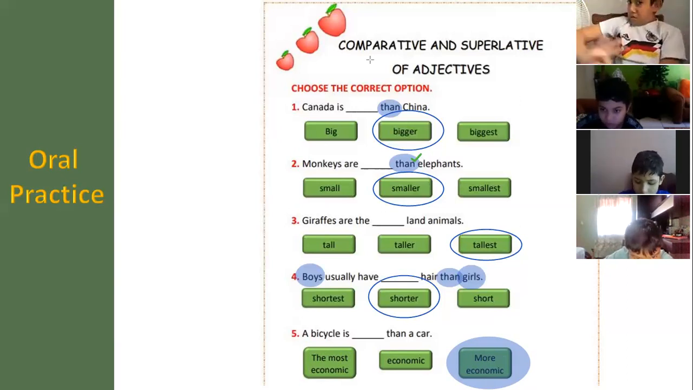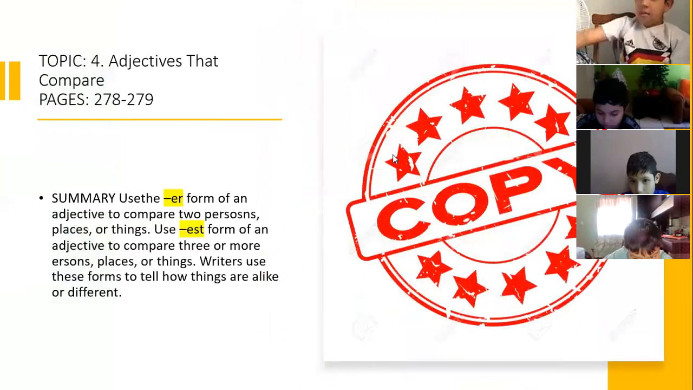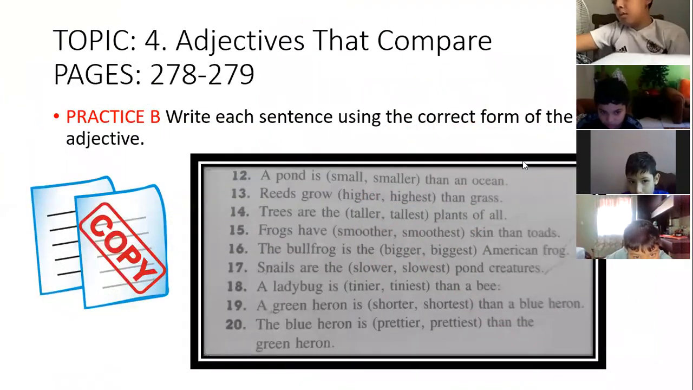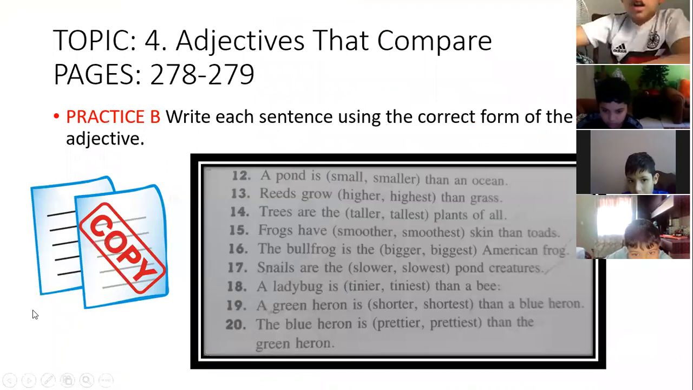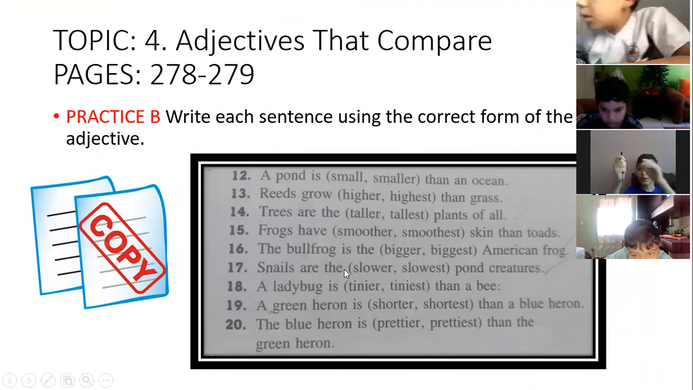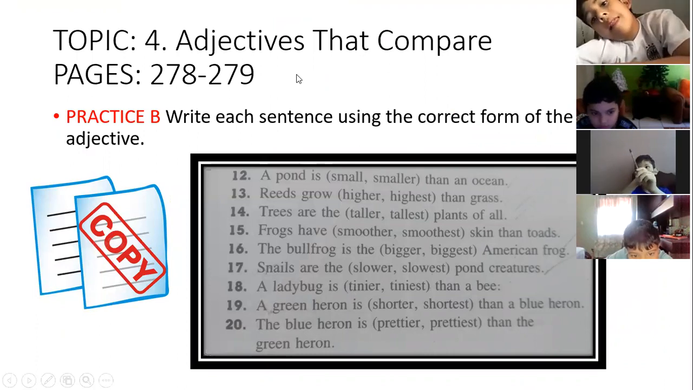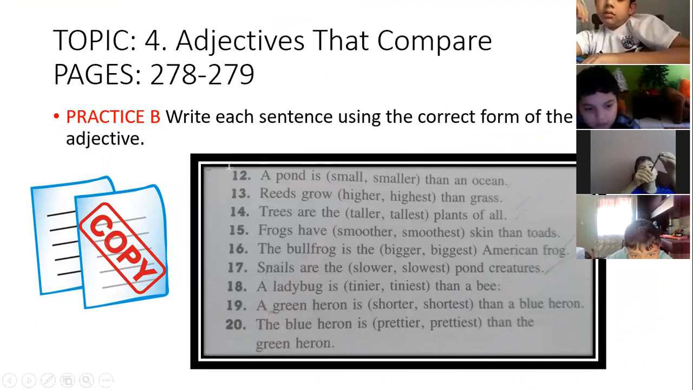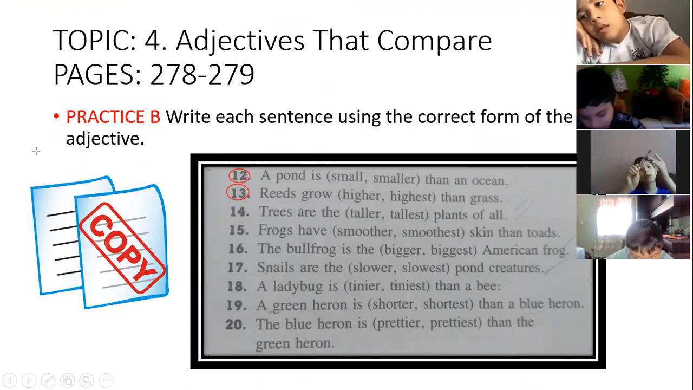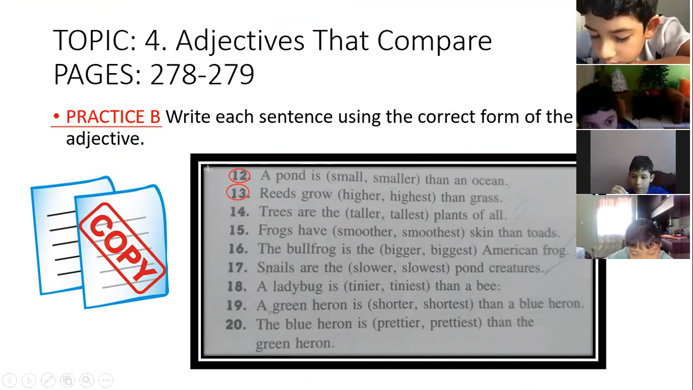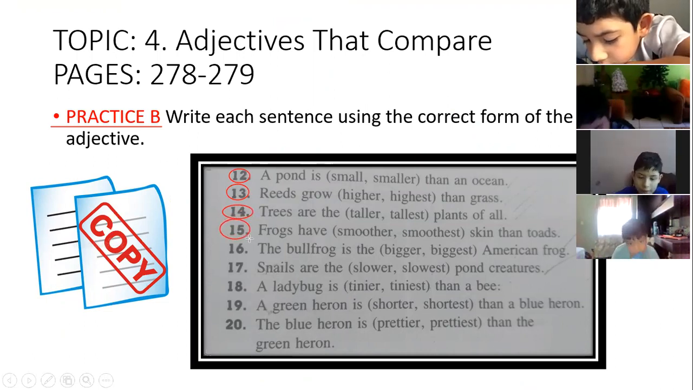Okay, let's copy some exercises. I know that it's late, but this is the exercise we have to copy from page 279. We're not going to copy all of them. We're going to copy 5. In your notebook, copy Practice B. This is the title, right? Practice B. And then exercise 13.